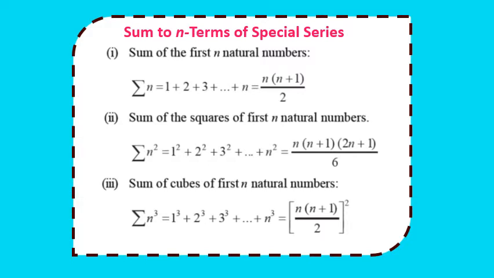Remember, this symbol sigma n means the sum of n natural numbers, sigma n square is the sum of squares of the first n natural numbers, and sigma n cube is the sum of cubes of the first n natural numbers. Clear? So pause and note down these three important formulas.